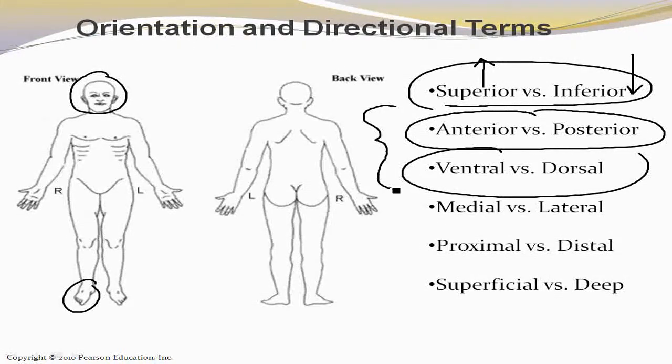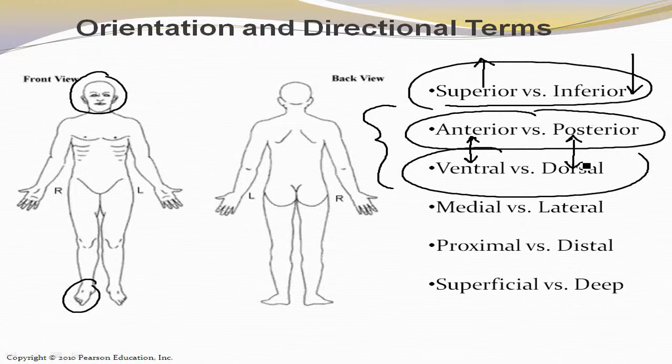You can actually use those interchangeably. Anterior versus posterior, if you're looking at me from the side here, anterior means that something is closer to the front of the body. Posterior refers, as you might imagine, to the back of the body. Okay, and then ventral and dorsal can replace those terms. Okay, ventral and anterior can be interchanged, posterior and dorsal can be interchanged.